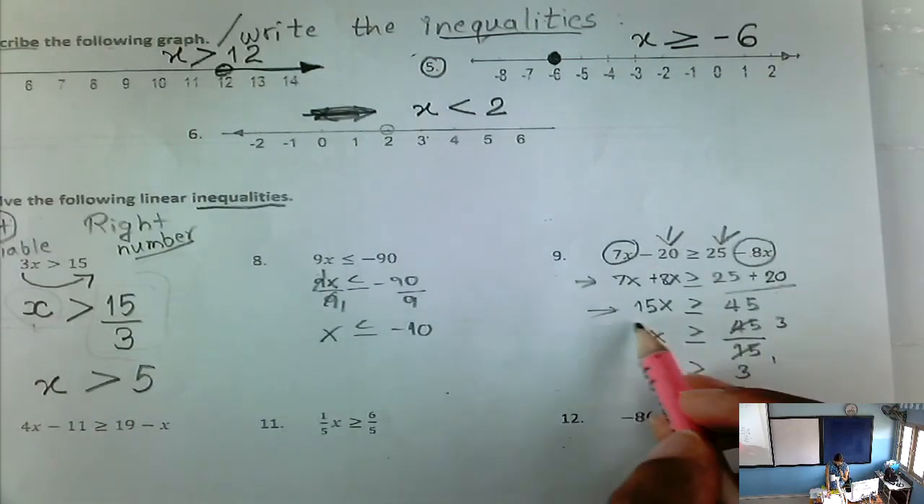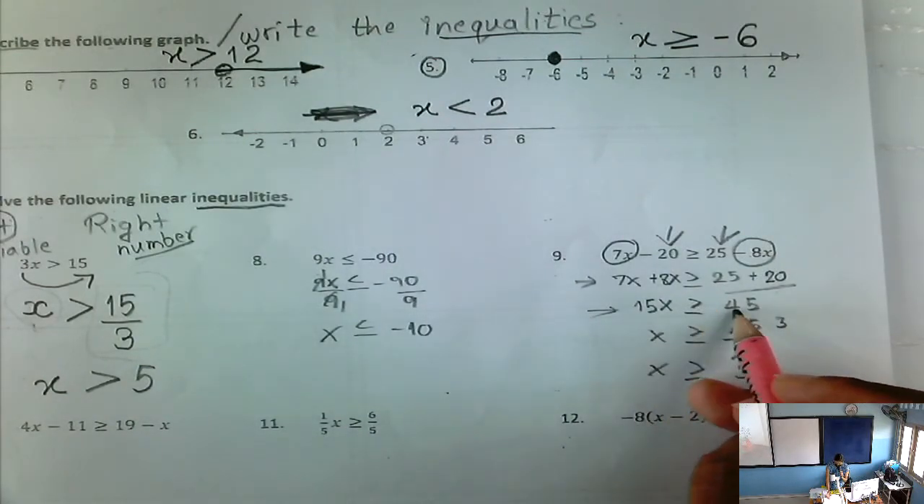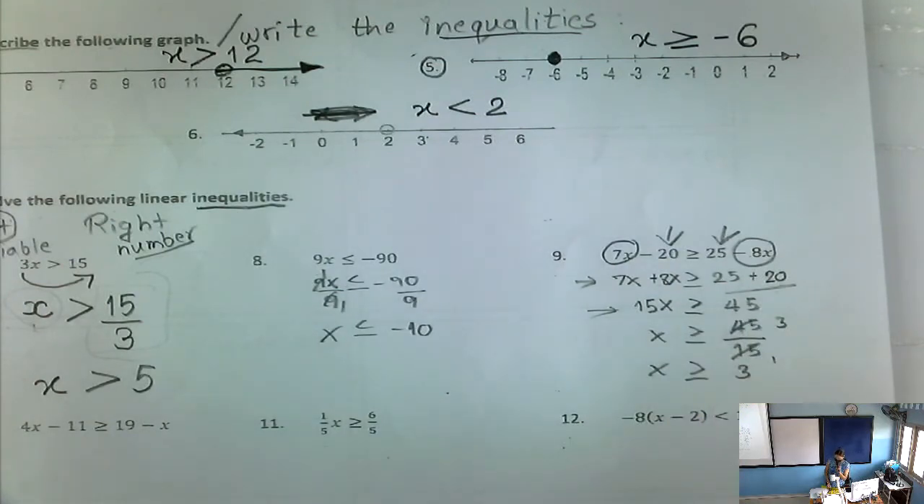Then you have 15x more than or equal to 45. Make your variables alone. Take all the numbers to the right. So 15, when change the positions, became divide by 15. Your answer is x is more than or equal to 3. Very good.